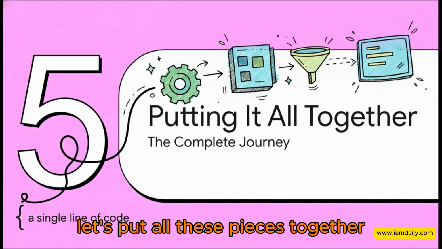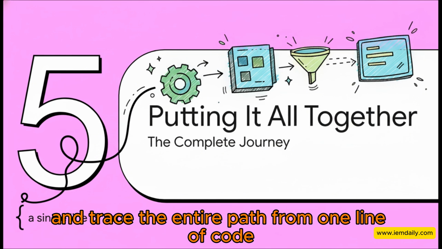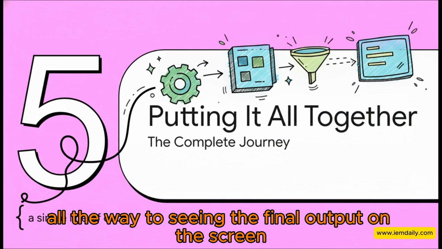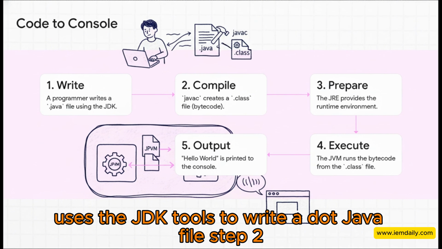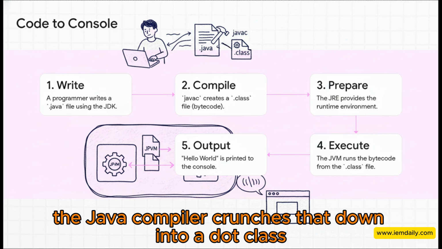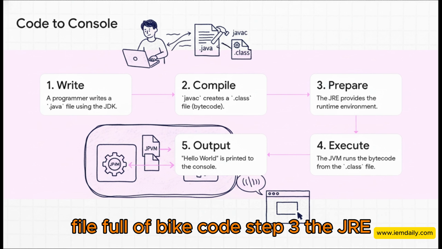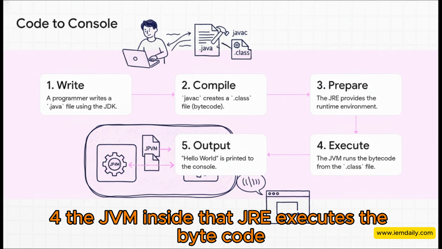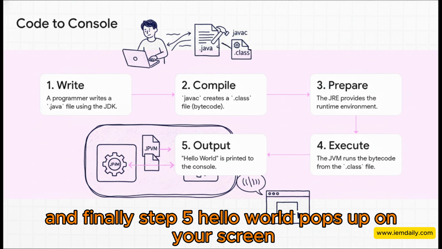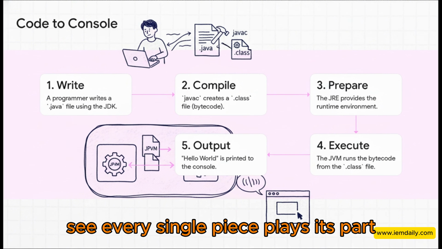All right, let's do it. Let's put all these pieces together and trace the entire path, from one line of code all the way to seeing the final output on the screen. And here it is, the whole journey. Step 1, a developer uses the JDK tools to write a .java file. Step 2, the Java compiler crunches that down into a .class file full of bytecode. Step 3, the JRE provides the perfect little environment for it to run. Step 4, the JVM inside that JRE executes the bytecode. And finally, step 5, Hello World pops up on your screen. See? Every single piece plays its part.